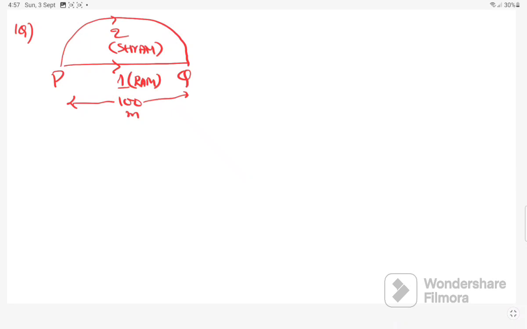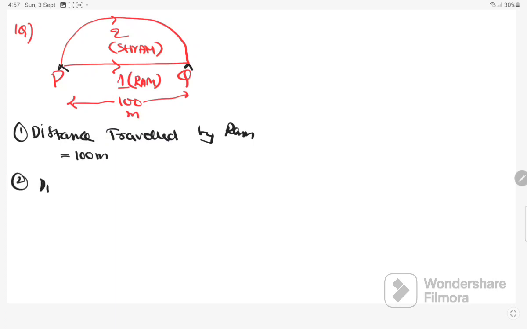See students, first let me explain the distance. The distance traveled by Ram will be, see how much distance Ram has traveled from this point to this point, already given 100. Okay, so it's directly 100 meter. Second one, the distance traveled by Sham. See here, Sham is covering a semicircle, right?